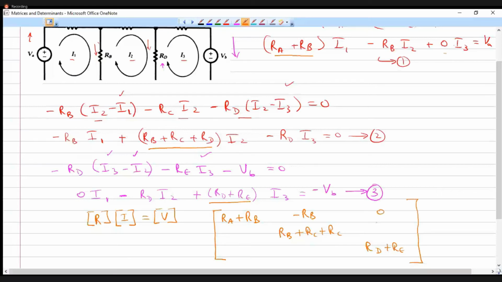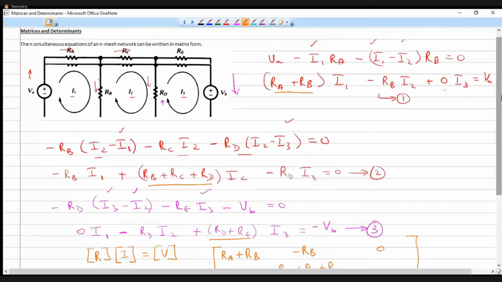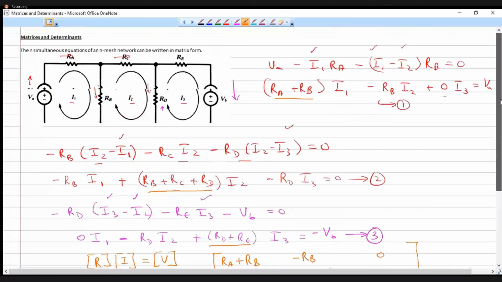Any doubt? The second element is RB plus RC plus RD. I made some mistake there, right? In the second equation, the coefficient of I2 is RB plus RC plus RD. So in the matrix, it's written RB plus RC plus RC.